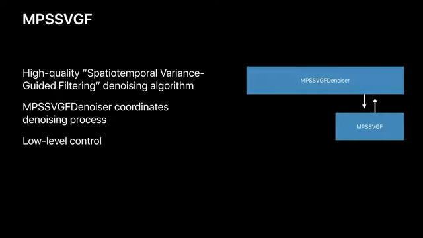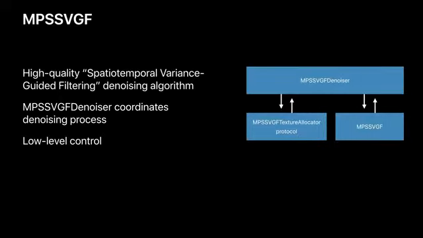Now, the denoiser creates and destroys quite a few temporary textures throughout the denoising process. So the MPSSVGFTextureAllocator protocol serves as a cache for these memory allocations. You can either use the default implementation or implement this protocol yourself to share memory with your own application. So as usual, we've optimized these classes for all of our Mac and iOS devices.